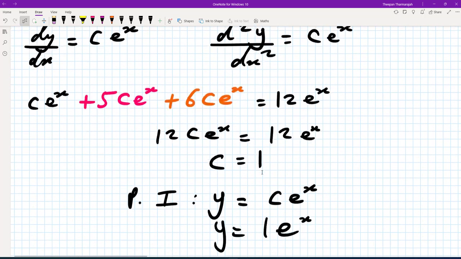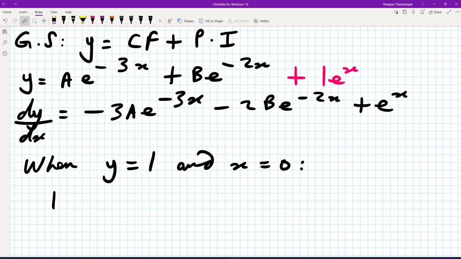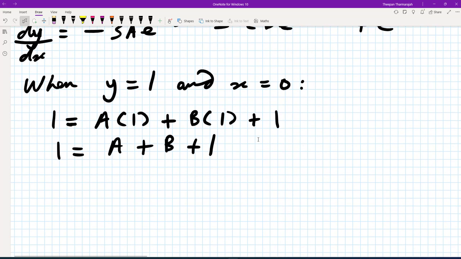So if we put y equals 1 and x equals 0, first of all, we get 1 is, we know that e to the power 0 is 1, so I'm going to assume we know that, so we can say a times 1 plus b times 1 plus e to the power 0 is 1. So we get 1 is a plus b plus 1. The 1's cancel out, so we get a plus b equals 0.